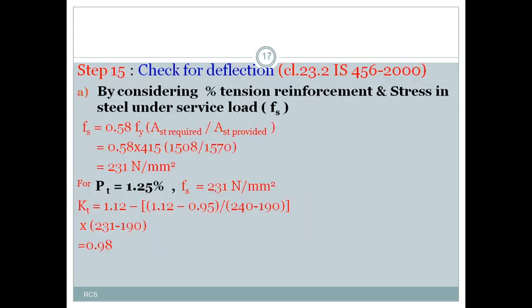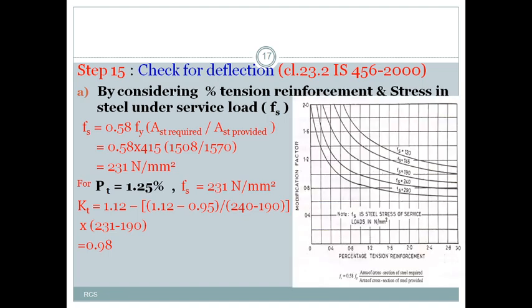Right. Let us go for another check. So we check for deflection. It is the same as what we discussed in our singly reinforced design. Same thing we have to calculate here. But if we are providing reinforcement in both zones, compression as well as tension, we have to check by utilizing the values of compression and tension. We have to check against the deflection. So first let me consider the percentage of tension reinforcement and the stress in steel under service load. The stress in steel under service load we can calculate using this formula: Fs equal to 0.58 Fy AST required by AST provided.